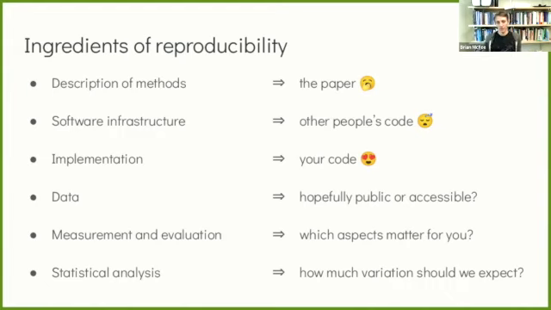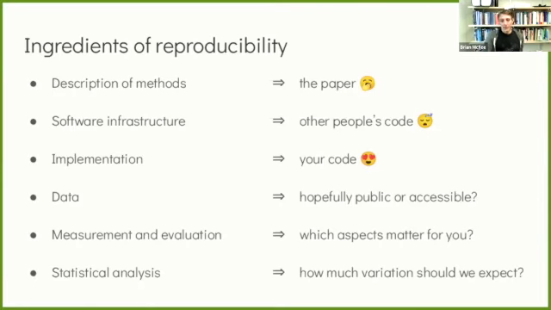Then of course, there's the part that we all really care deeply about, which is the implementation. So that's your code as the researcher, the thing that you did. That's the thing that matters the most, you would hope. Oftentimes it doesn't, but that's what you hope for. And a lot of reproducibility work stops at this point. It just says, okay, version control things, put it on GitHub, make it public, and then you're good. But it really is not the case.